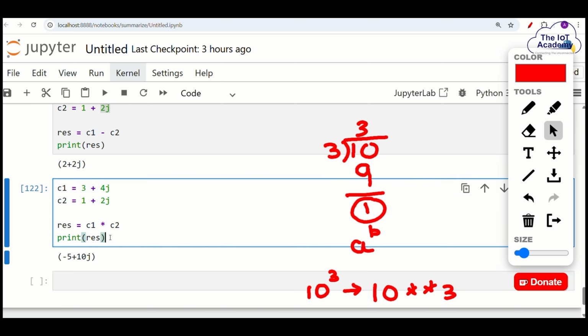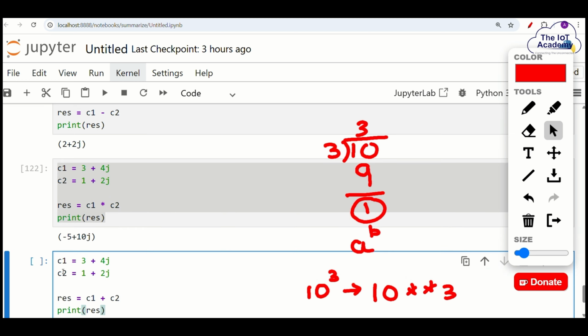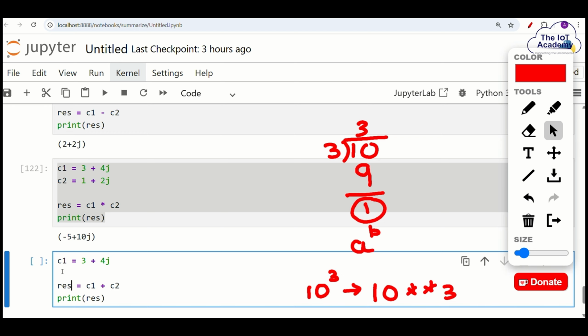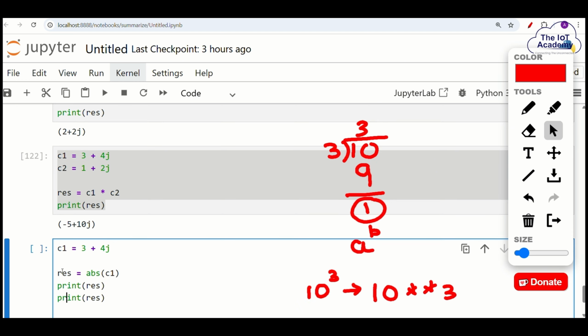Now, you can also find the absolute value of a complex number. So what exactly is an absolute value? Let me explain. The way you find the absolute value is you use a built-in function called abs. ABS is short for absolute value. And let's print the type again, so you know what variable you're working with.